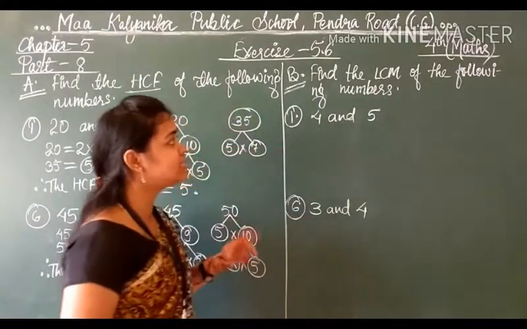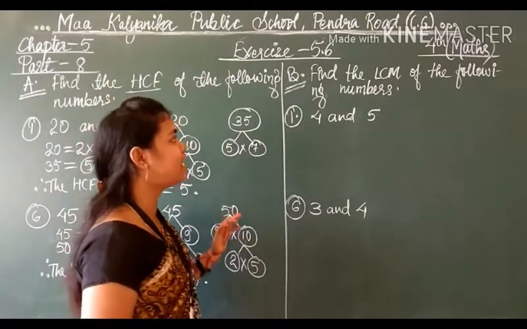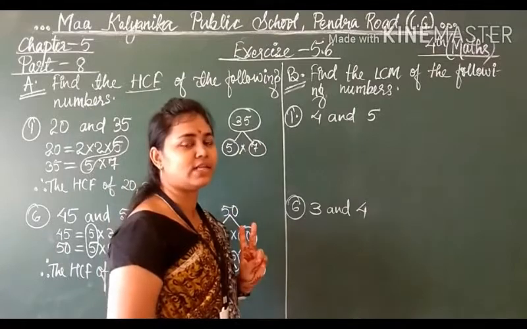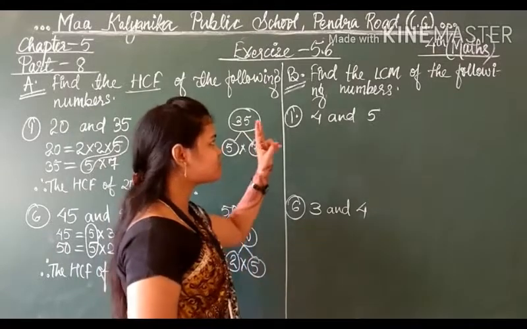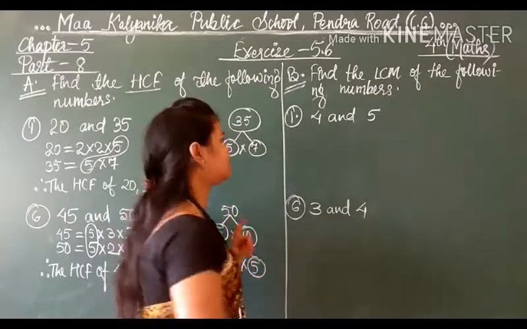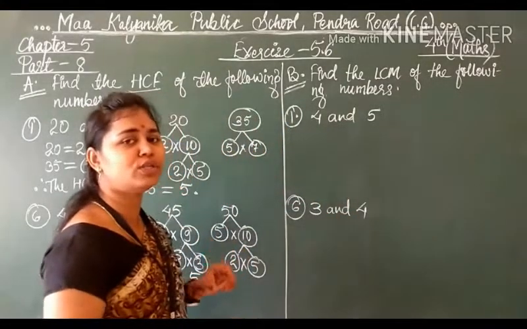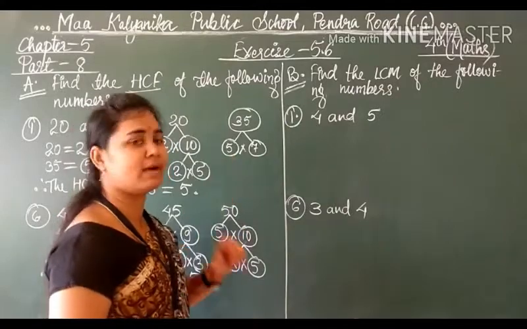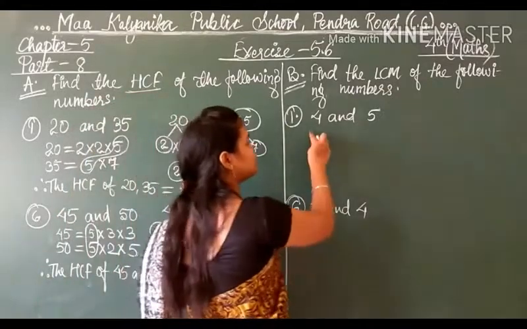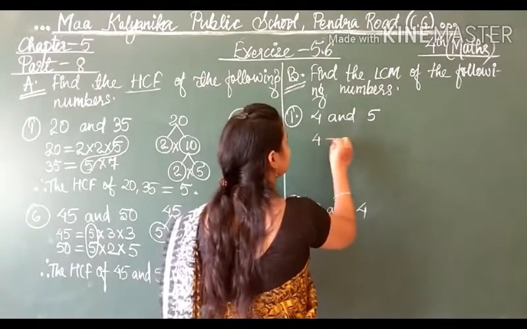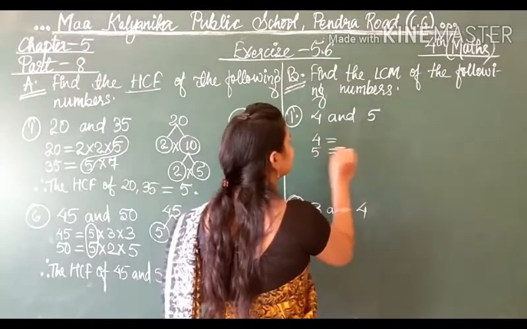Find the LCM of the following numbers: 4 and 5 is in the first question. So two methods are there, students, to find the LCM. So the first method I am telling you, by finding the multiples of both, then we will find the common multiples. So how to find, I am telling you the first method. So 4 is there, so multiples of 4 you will write, then multiples of 5 you will write.